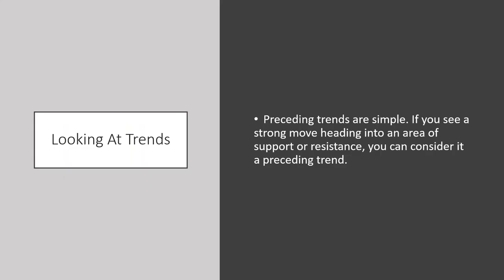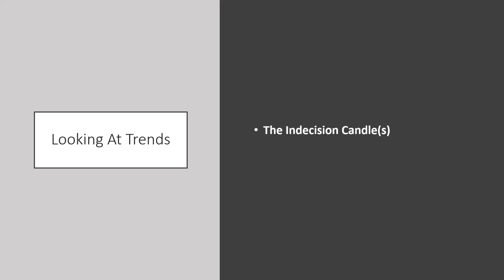Now, preceding trends are simple. If you see a strong move heading into an area of support or resistance, you can consider it a preceding trend. There are no rules. It's not like a trend line that it has to have rules. There's a difference between a trend and a trend line. The key is we want a strong move in a specific direction that when it hits that support or resistance zone, it stops dead in its tracks and gives us an indecision candle.